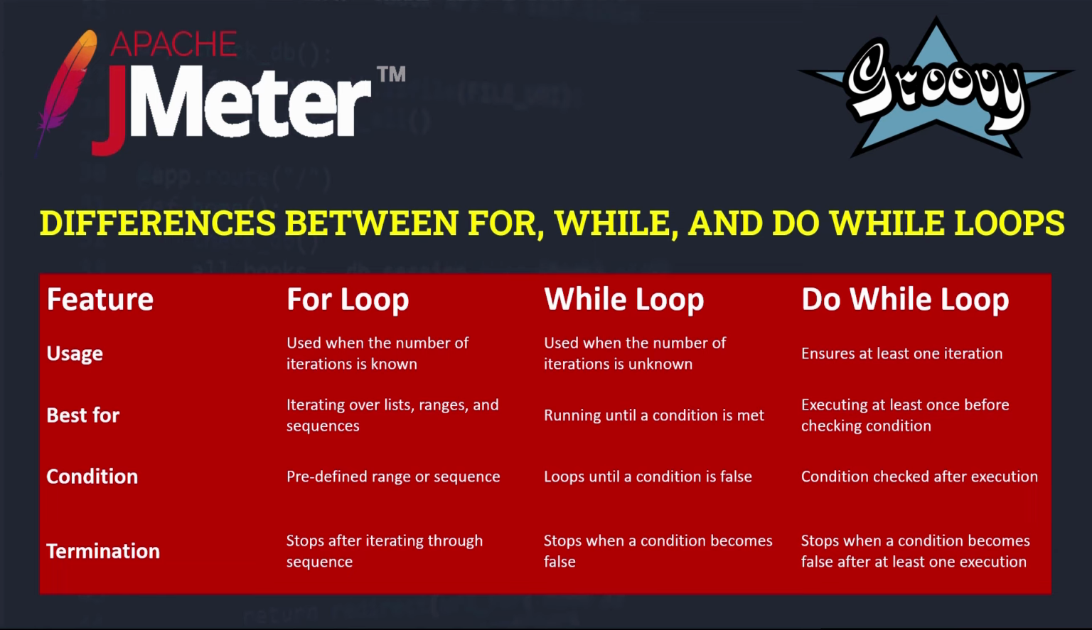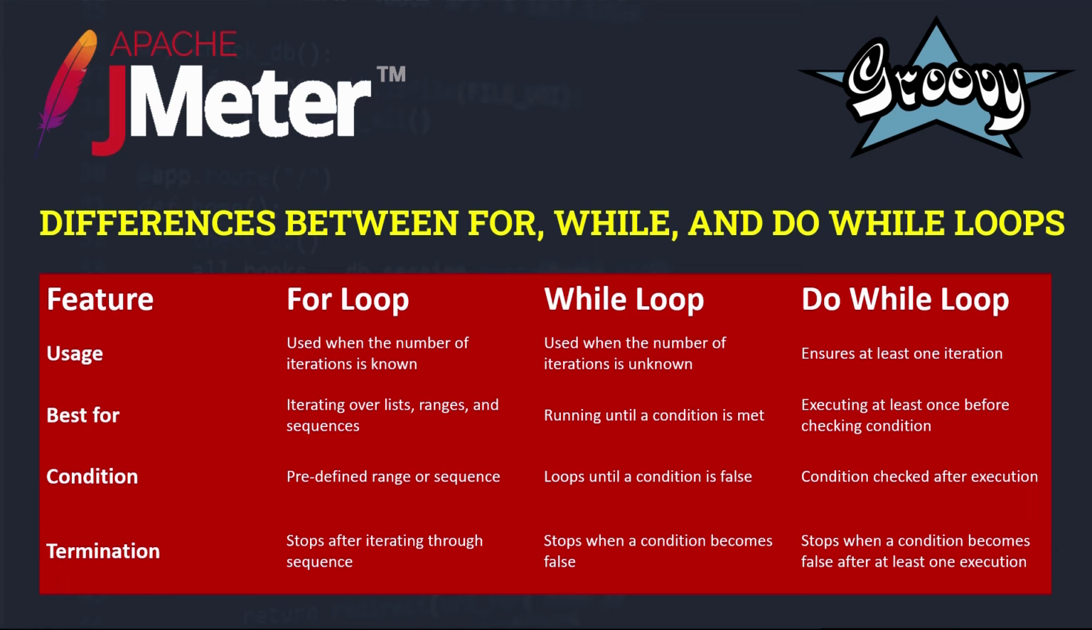When we talk about the while loop, it will run until a condition is met. So a while loop is based on conditions. That's why we don't know the number of iterations. And when we talk about do while, it executes at least once before checking the condition. So it will execute once, and after that it will keep checking the condition.